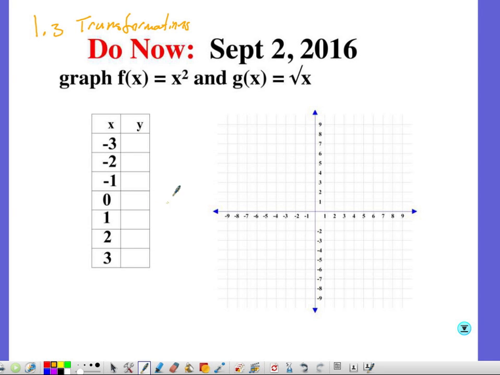now, is to graph the function f of x equals x squared and g of x is equal to the square root of x. Now, this is basically from the function cycle, where you have to go from the equation into the graph. So let's point out some very important things here.